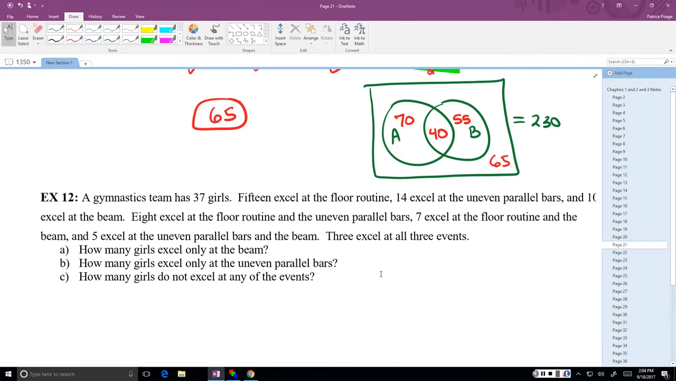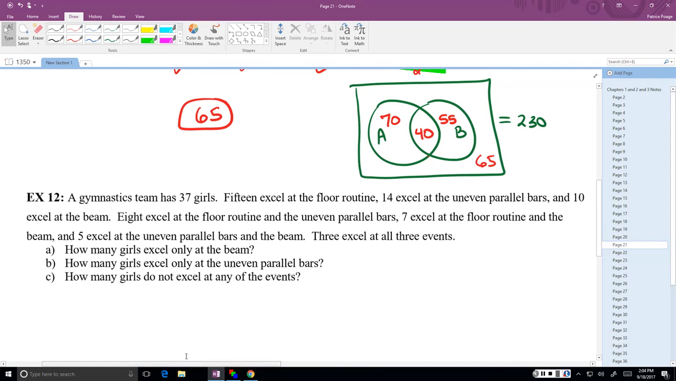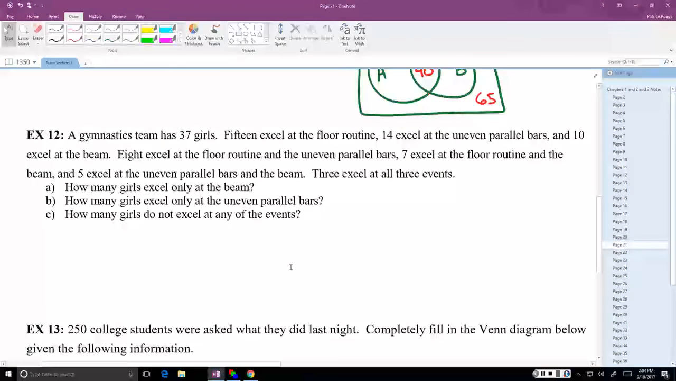All right, a gymnastics team has 37 girls. 15 excel on the floor, 14 parallels, 11 on the beam. So we have 3 events going on in this gymnastics team. So I'm going to draw a 3-circle Venn diagram.